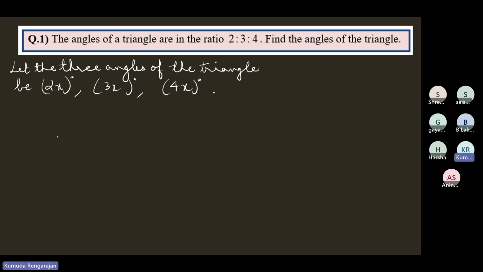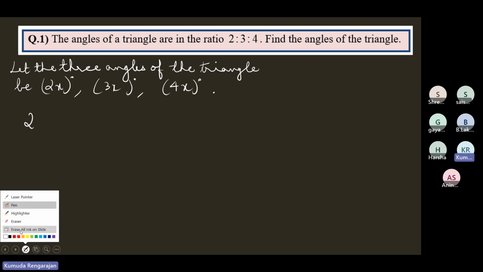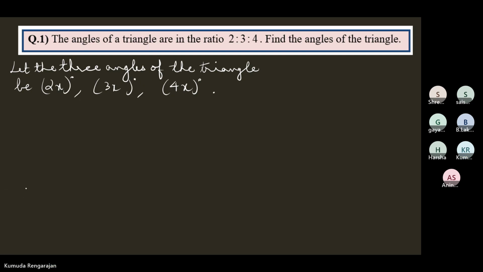Somebody tell me the equation. Anantika gave the assumptions. Somebody else, the equation. Can I say? Yeah. 2x degrees plus 3x degrees plus 4x degrees is equal to 180 degrees. Very good, because the sum of the angles of a triangle is equal to 180 degrees. Good, Shreya. Solve and tell me the value of x, class.